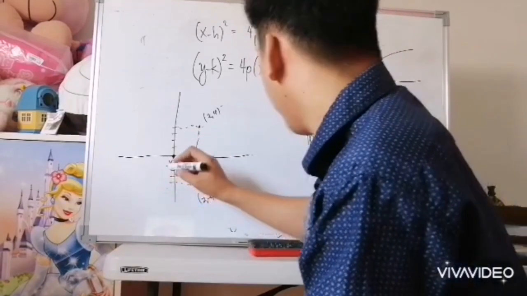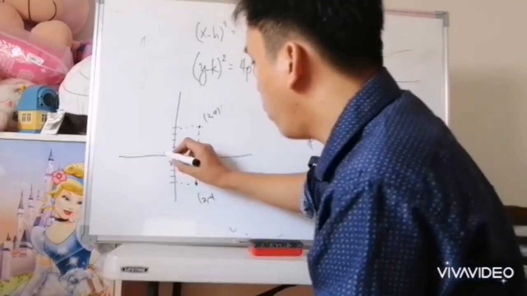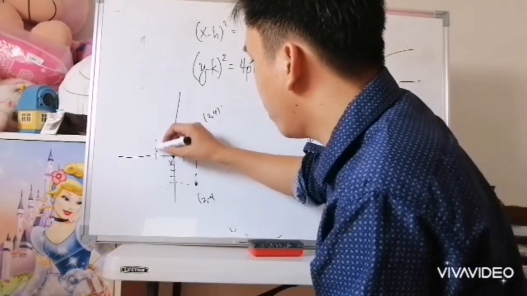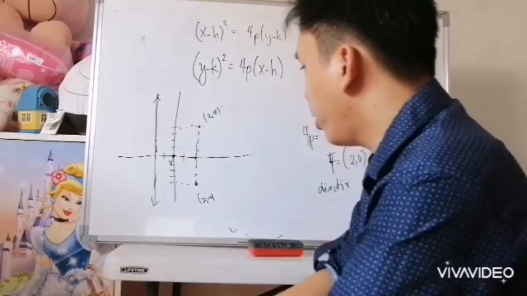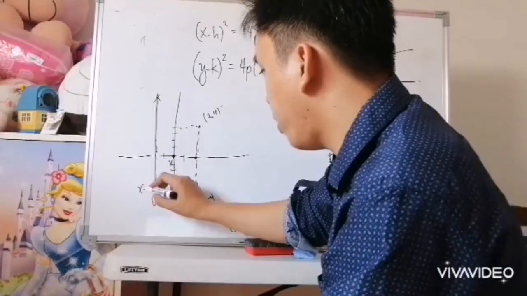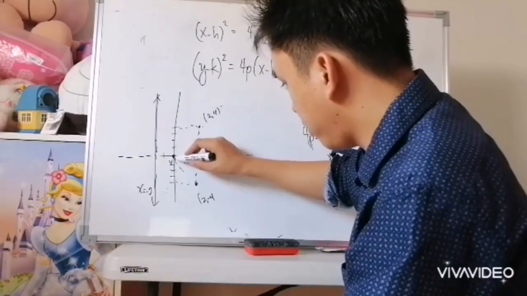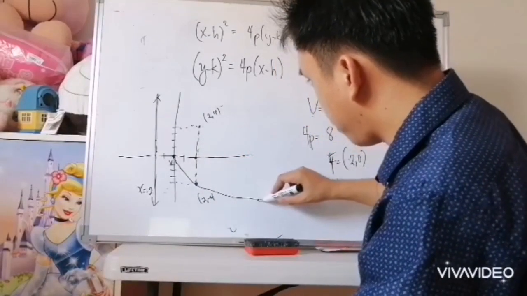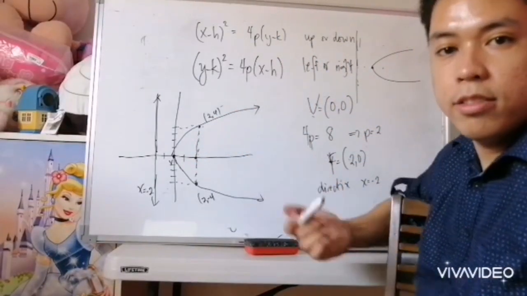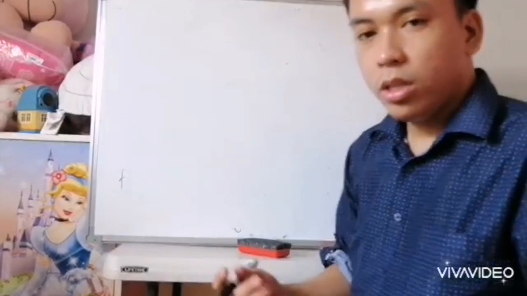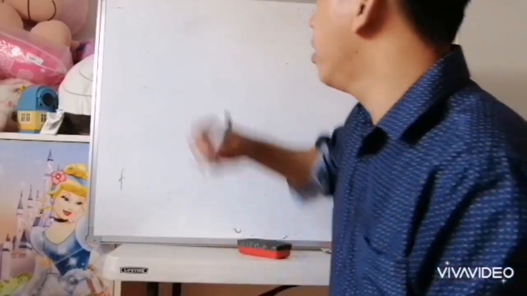Your directrix is 2 units to the left of your vertex. So 1, 2. So this is the line of your directrix, x equals negative 2. And this is your parabola. So you just connect that one and this, and you'll get that. That's it.